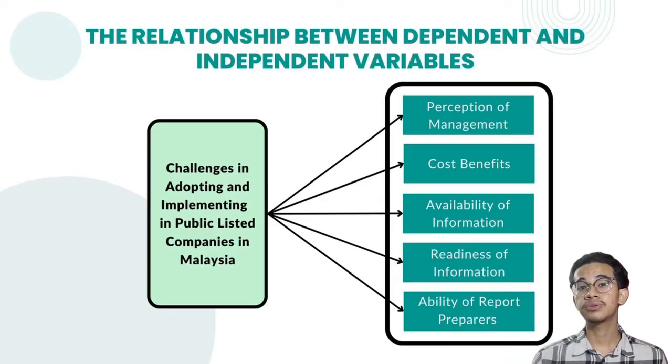Okay, the issue that we chose for integrated reporting is the challenges in adopting and implementing IR in public listed companies in Malaysia. So there are five challenges that have a relationship with adopting and implementing integrated reporting. The first one is perception of management, then cost benefits, availability of information, readiness of information, and the last one is ability of report preparers.